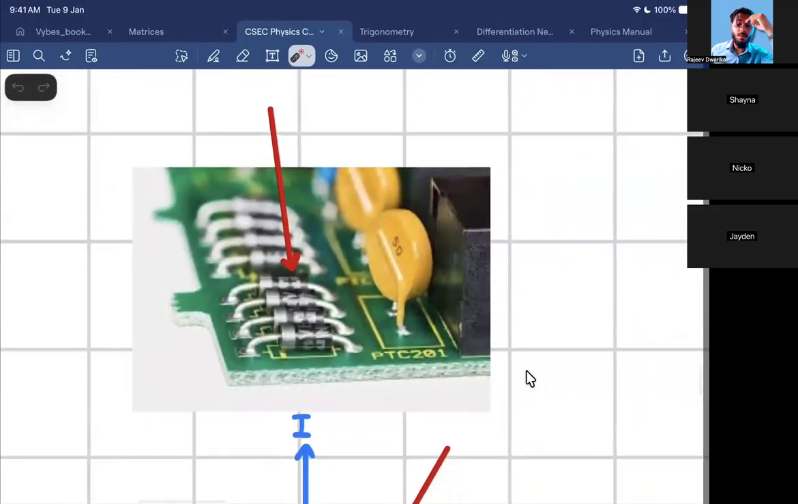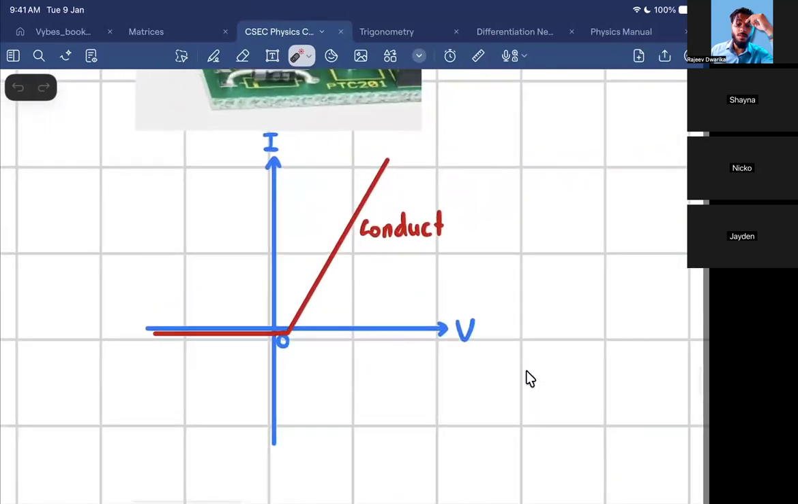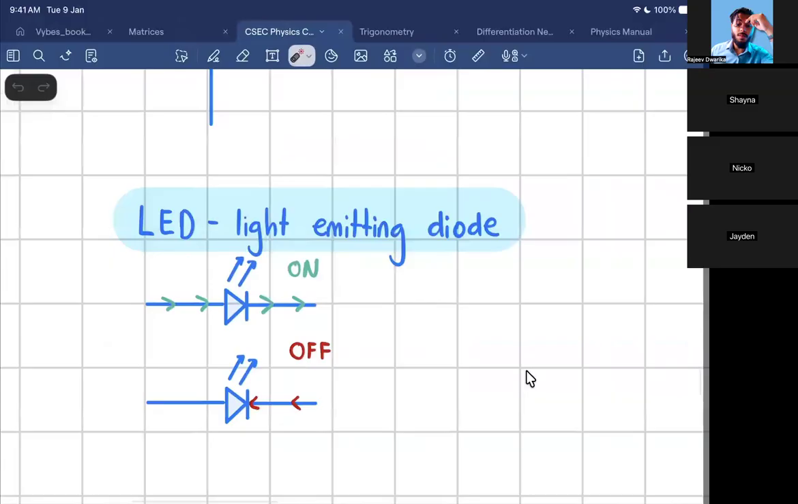And this is what a diode looks like in real life. And this is what the IV graph looks like. So it does not conduct. There's no current flowing when the voltage is negative, but when the voltage is positive, it starts to conduct. We also looked at light emitting diodes.